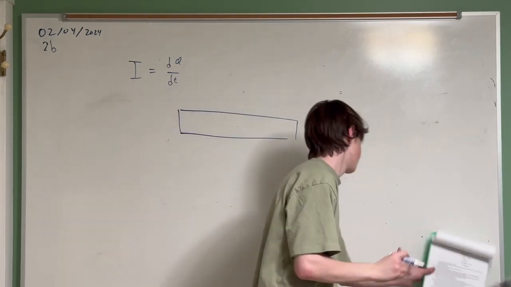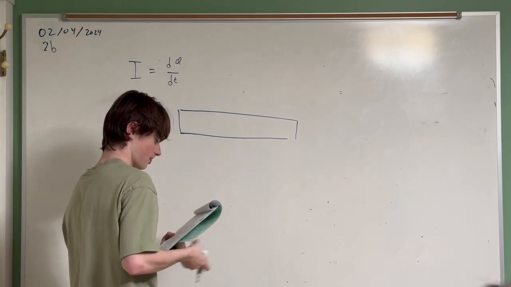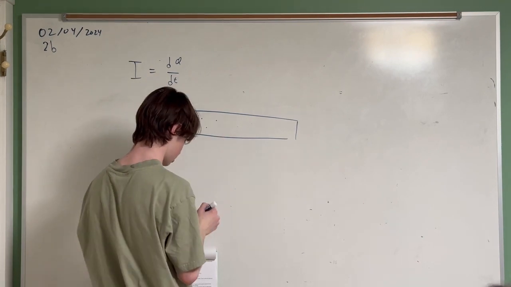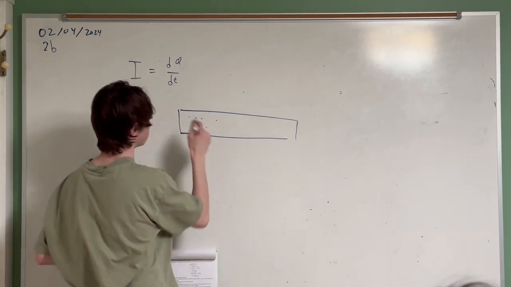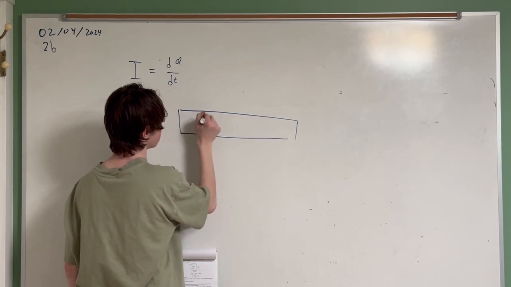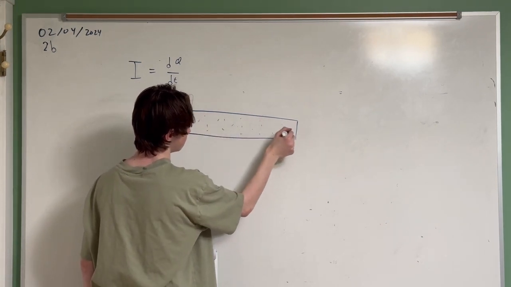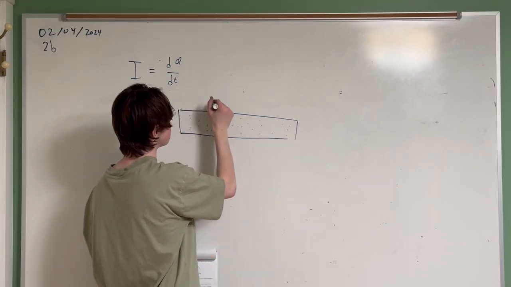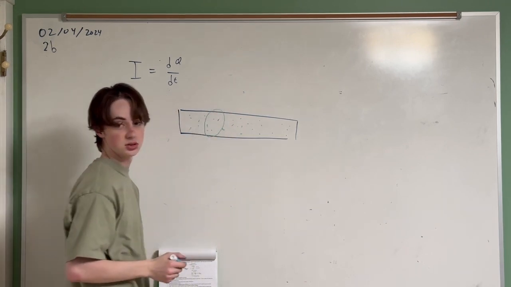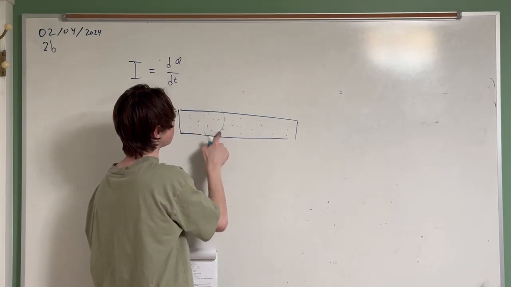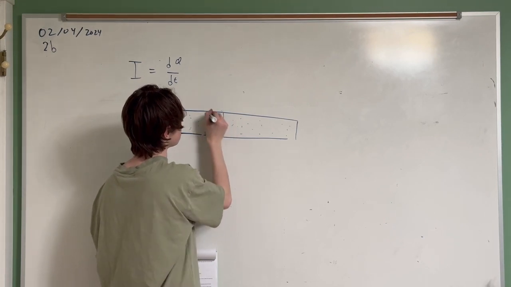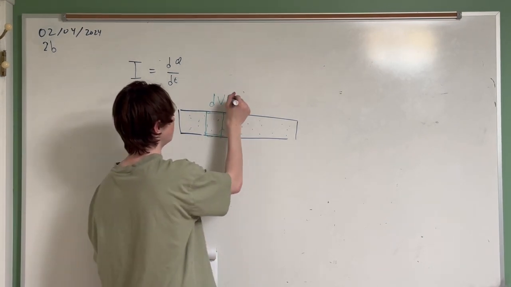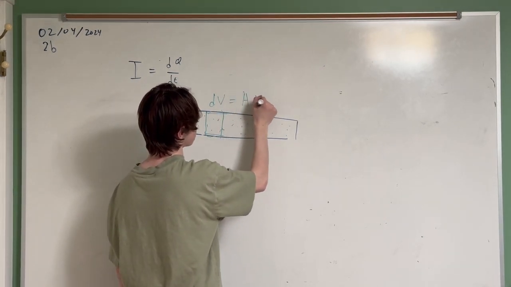There's a bunch of electrons in this chunk of wire. I'll actually use a different color. And let's choose a little bit of volume of the wire. Actually, let's just make it a square. So we're going to call this dV, a little bit of volume of the wire. And dV is equal to A dx.